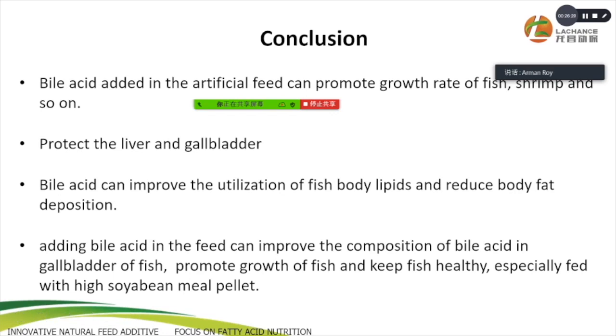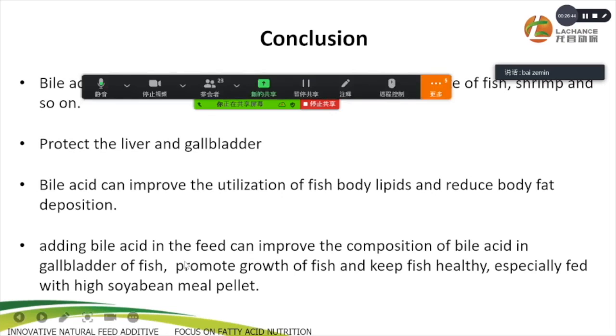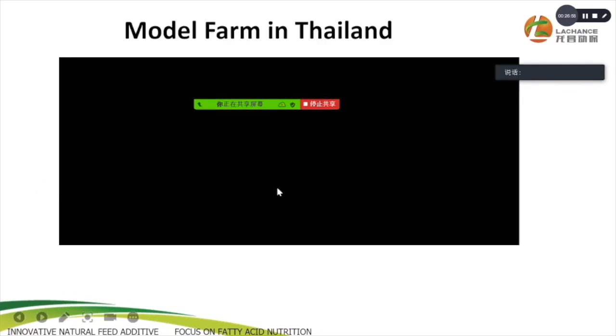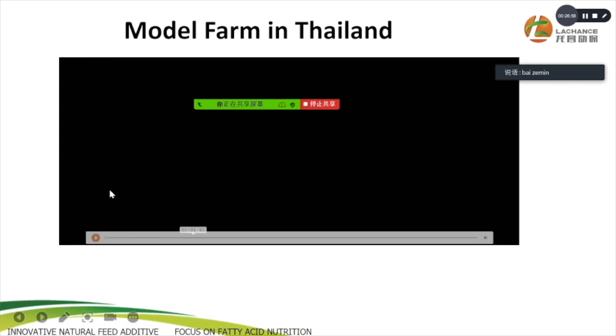And when we replace fish meal with plant protein, definitely if we add some bile acid, it will promote the growth of the fish and improve feed efficiency. I mean, now we found that with more than 40% replacement, we need to add some bile acid. Okay, this is our model farm, which is in Thailand. I will just take 1.5 minutes to share with our audience.